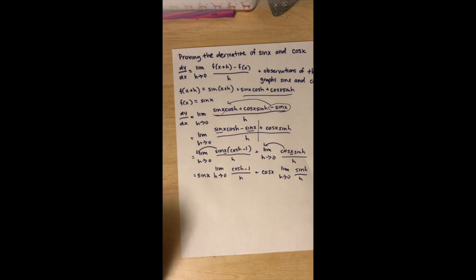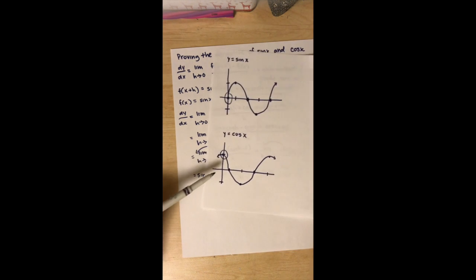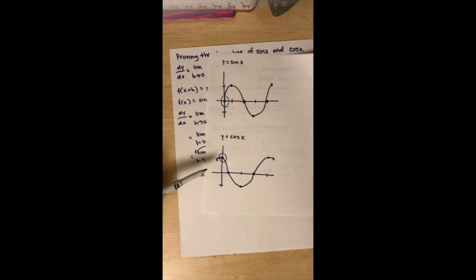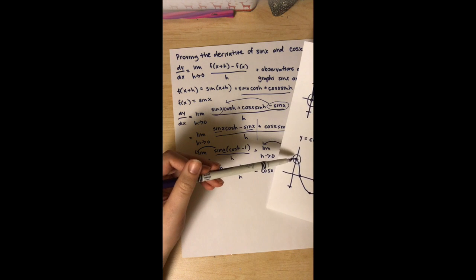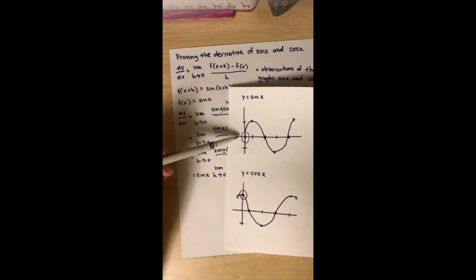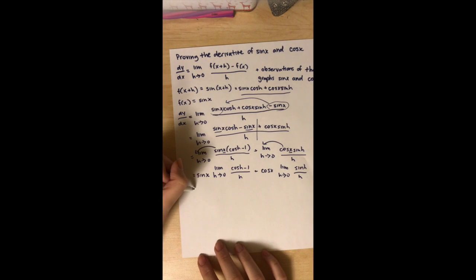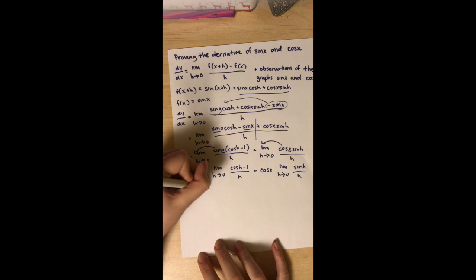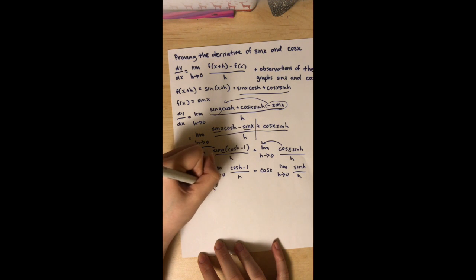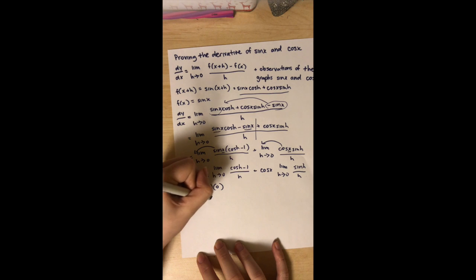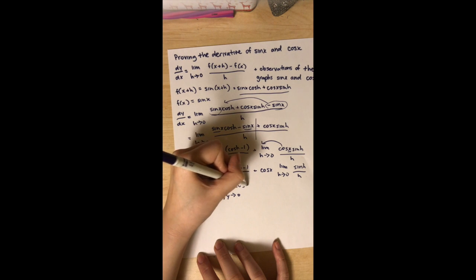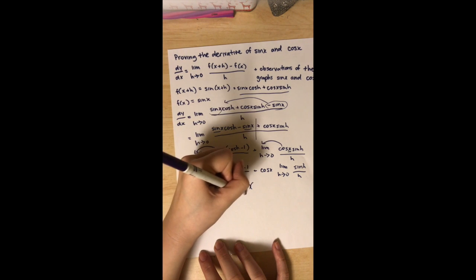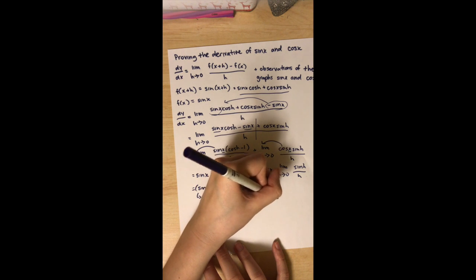And now here's where our graph observations can come in. So regarding the graph of cos, as x approaches 0, y approaches 1, and in sine, as x approaches 0, y also approaches 0. So we can rewrite our equation as sine x times the limit as h approaches 0, which is 0, because as x approaches 0, y approaches 0, plus cos x, and in the cos graph, as x approaches 0, y approaches 1.